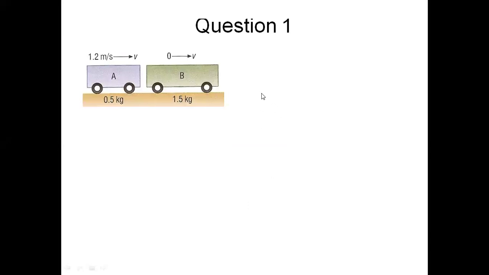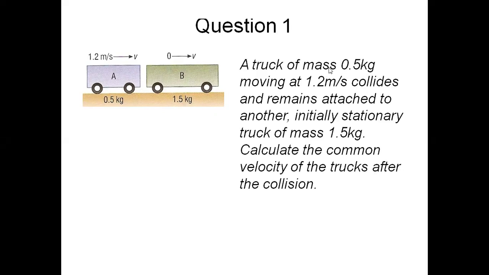Here is the example, question number 1. One body is at rest in the beginning and another body is moving with the velocity 1.2 meter per second. Body 1 has the mass 0.5 kg and body 2 has a mass 1.5 kg. The truck of mass 0.5 kg moving at 1.2 meter per second collides and remains attached to another initially stationary truck of mass 1.5 kg.